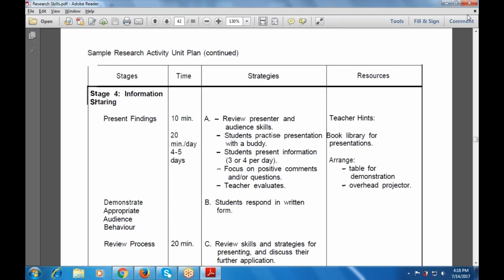Strategies are to review presenter and audience skills. Students practice presentation with a buddy, and students also present the information, 3 or 4 per day. Then focus on the positive comments and the questions. Teacher evaluates the material. Then demonstrates the appropriate audience behavior, either reported in the student form, or used for the library, arranged for the table for demonstration, or arranged for overhead projectors.